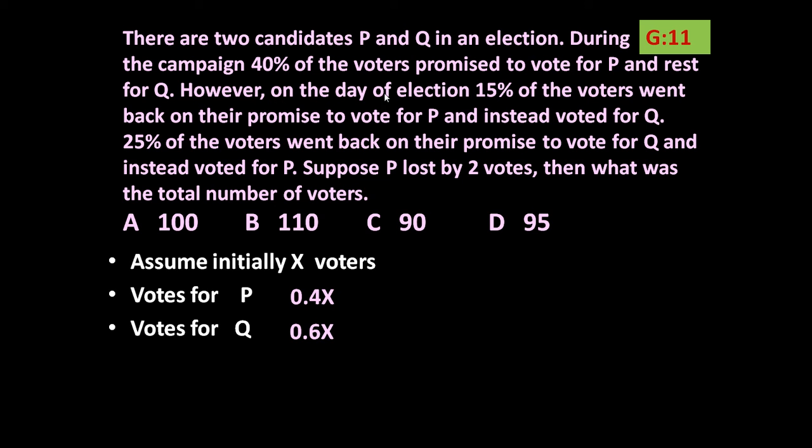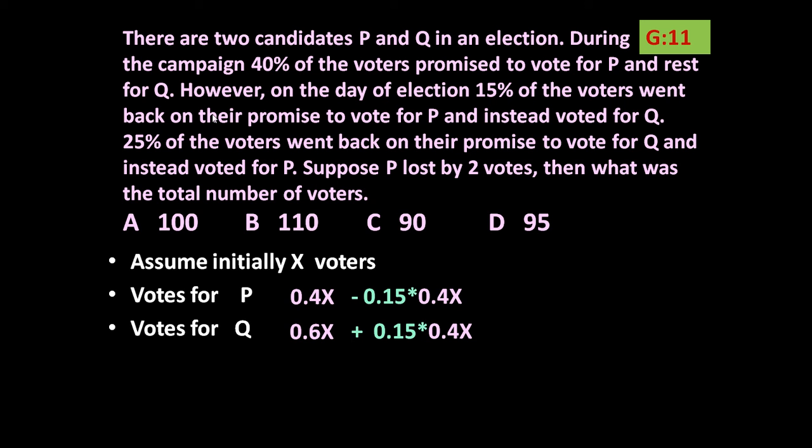However, on the day of election, 15% of voters went back on their promise to vote for P and instead voted for Q. So of those who promised P, 15% did not vote for P. It means 0.4x initially promised minus 15% of this, minus 0.15 into 0.4x. They did not vote for P. Instead, they voted for Q. So in P it will become minus, in Q it will become plus.